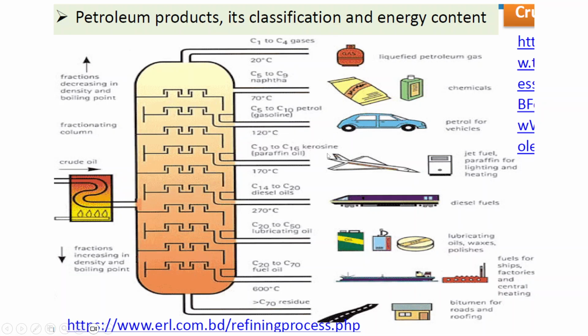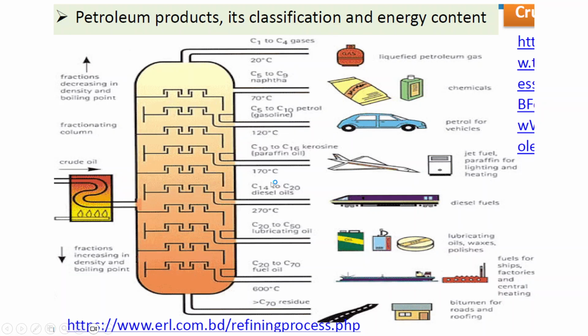C10 to C16 is kerosene, used in various jet fuels, and paraffins for lighting and heating. C14 to C20 is the diesel oil, used in various diesel fuels. The extraction of these different types of products is done on the basis of their boiling point. So C14 to C20 is diesel oil used in various diesel fuels. Then C20 to C50 is the lubricating oil.